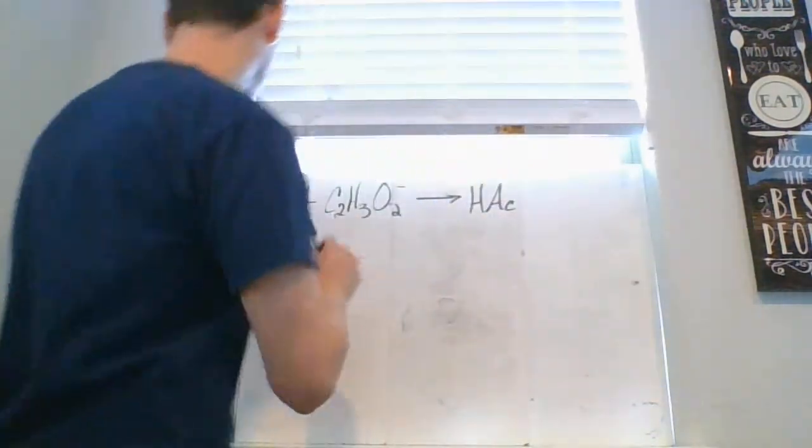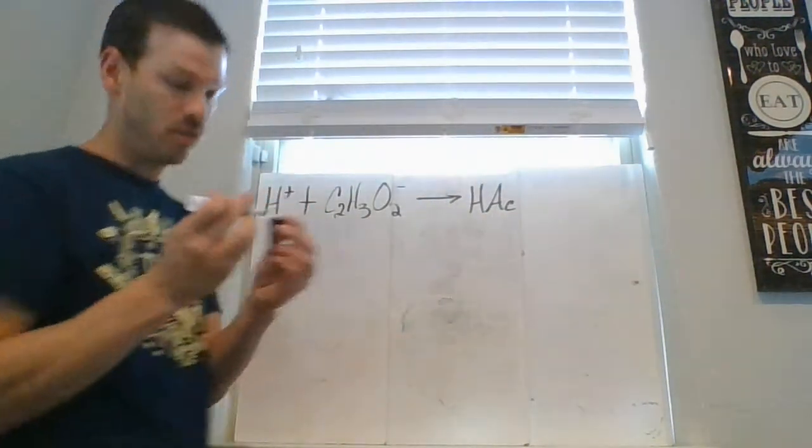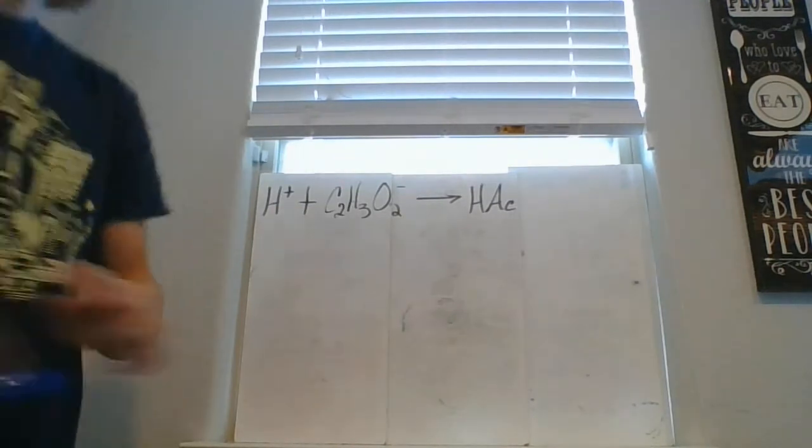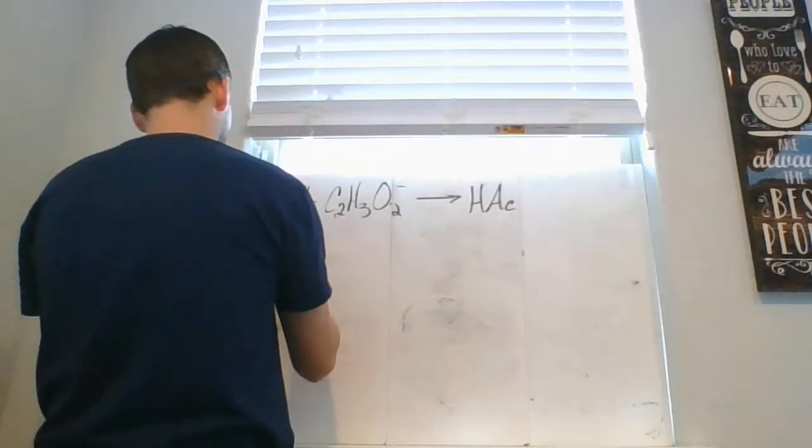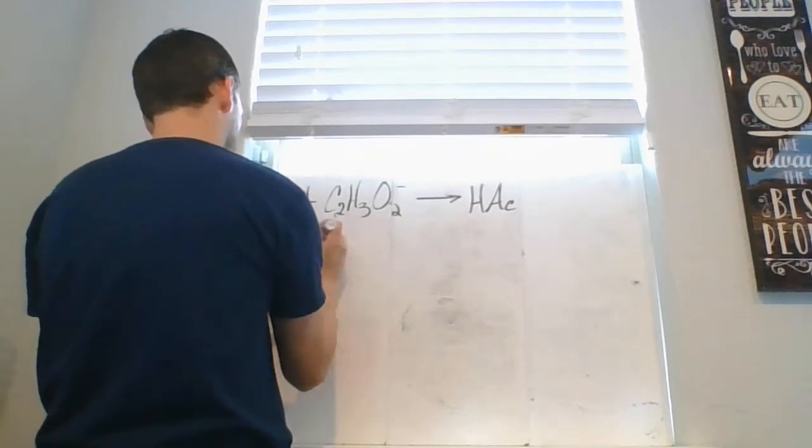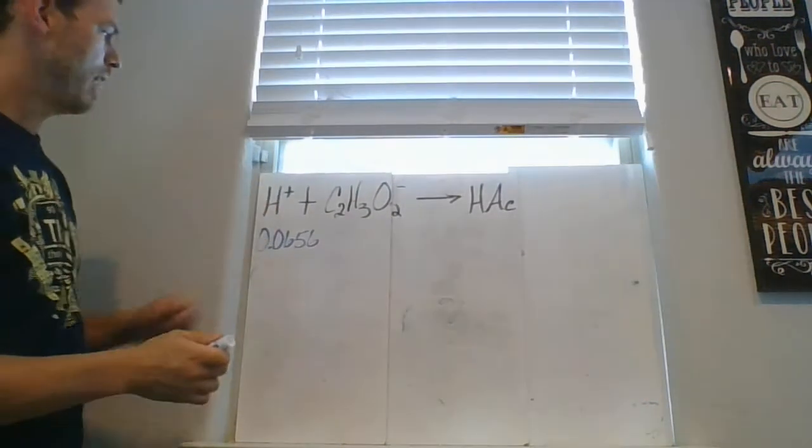In order to get the moles of H plus, I need to take the molarity of the H plus. If you look, it's 0.525 molar, times the liters of it. How much was added? 125 mils, which is the same as 0.125 liters. If I multiply those two numbers, 0.525 times 0.125, I get 0.0656. And that's my mole count of the H plus.